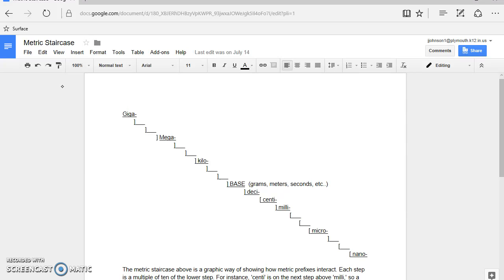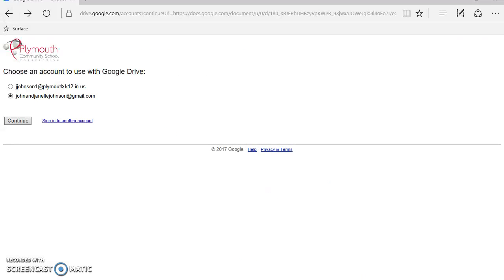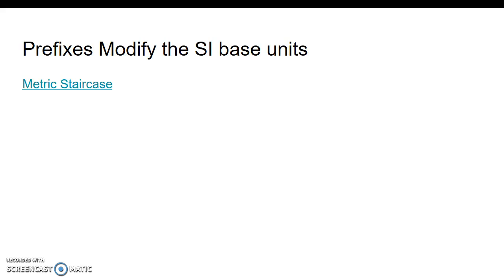We will use this, and this is also in your project briefcase. I'll put it on the agenda also, but you can always access this if need be. So again, you can always look at the metric staircase to do your conversions.